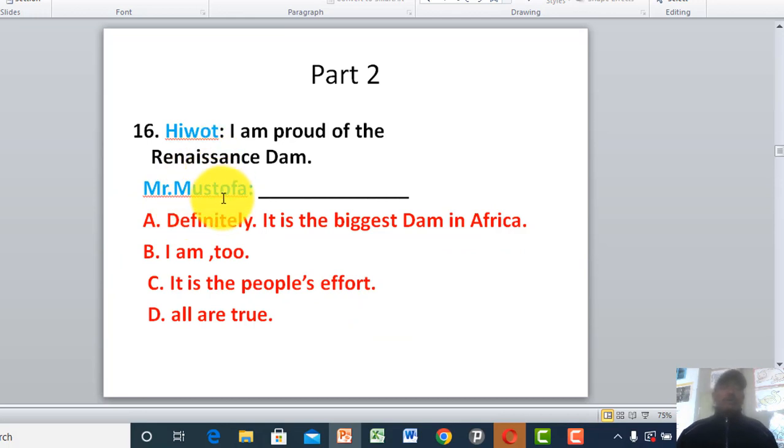Hiwet and Mr. Mustafa. I am proud of the Renaissance dam. Blank here. Definitely. It's the biggest dam in Africa. I agree. Or Mustafa says definitely means I agree with your idea. It is the biggest dam in Africa.